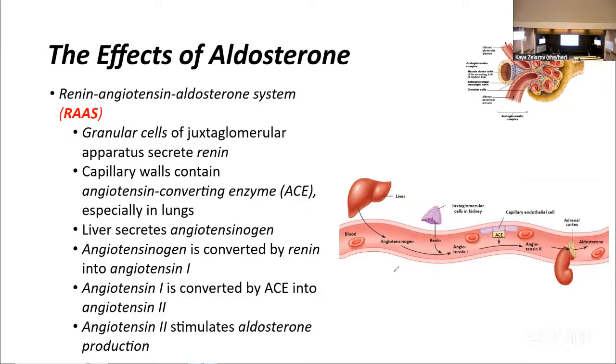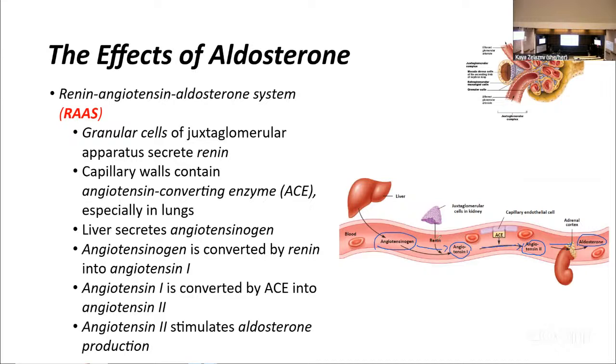What's happening here is that we're going to take that angiotensinogen that's in your blood and convert it to angiotensin 1. We dropped the "-ogen" ending because "-ogen" tells you it's inactive. So we're starting to activate it to angiotensin 1, then to angiotensin 2, and then it's going to turn into aldosterone. So this is what we're trying to do.